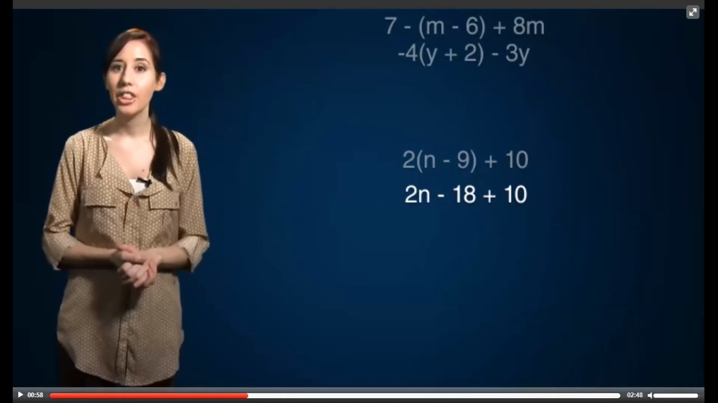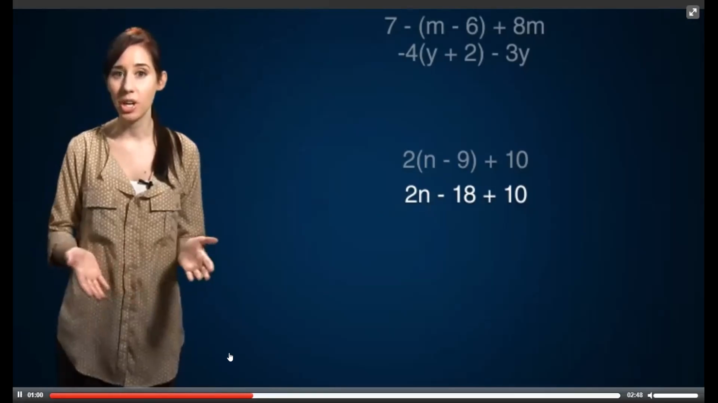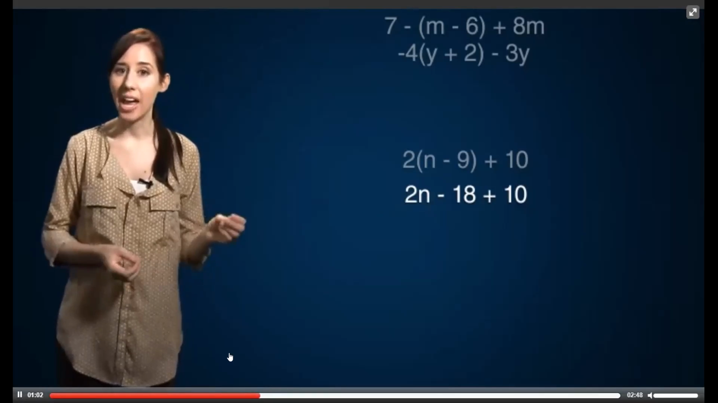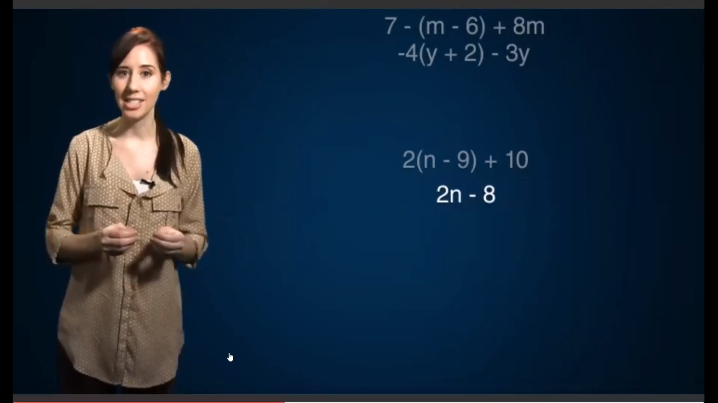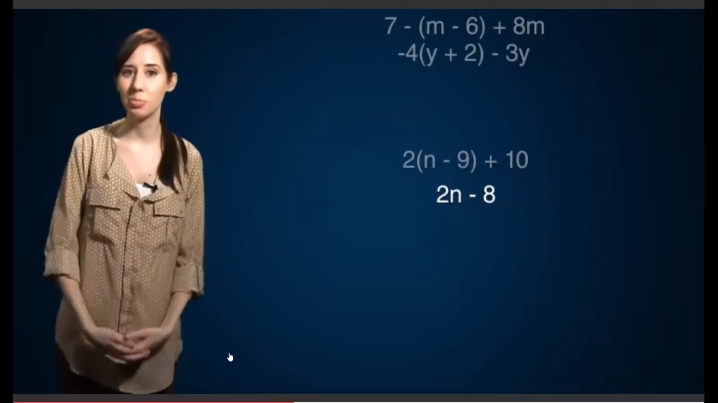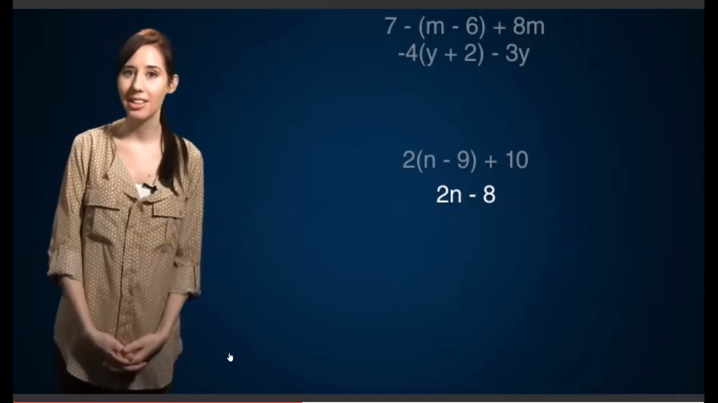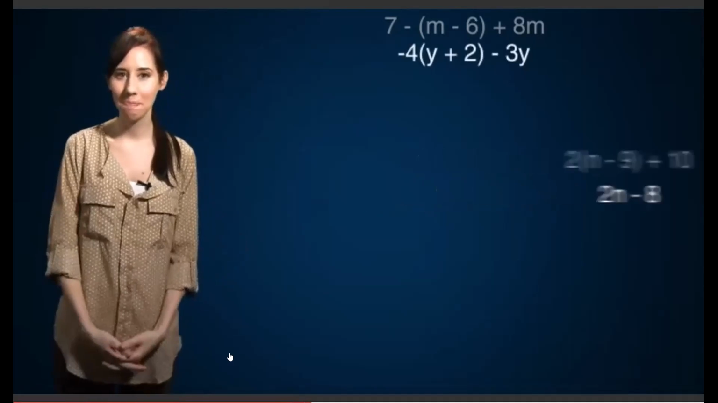Those are like terms because they're both just integers. We cannot combine them with the 2n because that is 2 times n, and we don't know what the n stands for. The only like terms in this expression are the constants, negative 18 and positive 10, which combine to equal negative 8. Now our algebraic expression is in simplified form. Let's look at the next example.